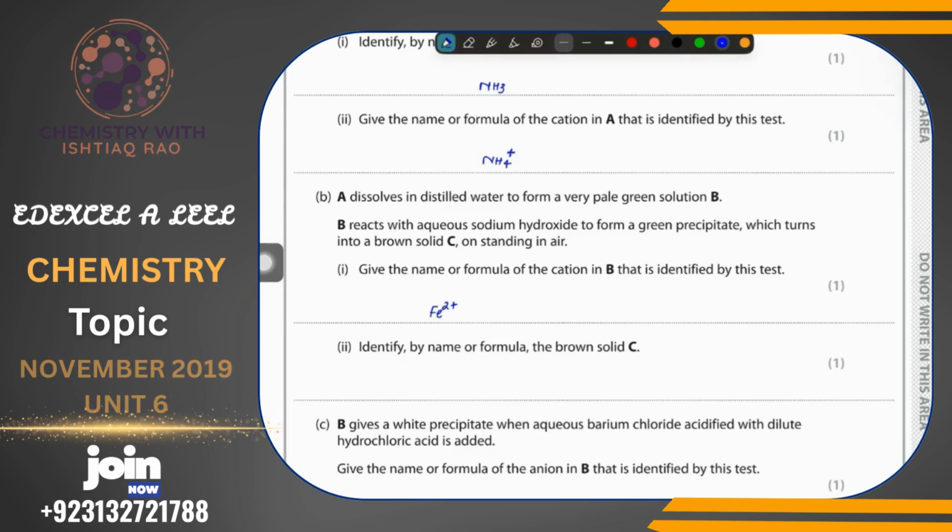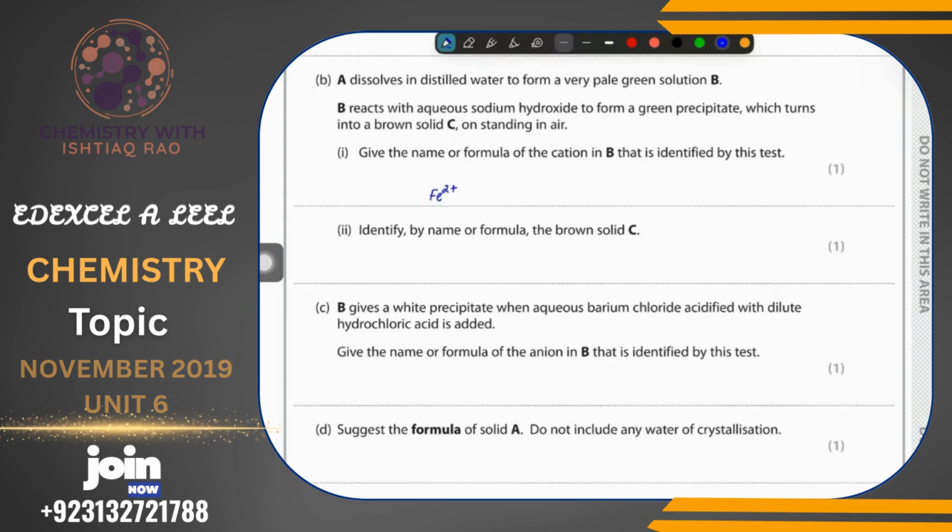Identify by name or formula the brown solid C. Of course, it's a solid, so there is no charge. It's an iron 3, that's why it's brown. So I'm supposed to write Fe(OH)3.